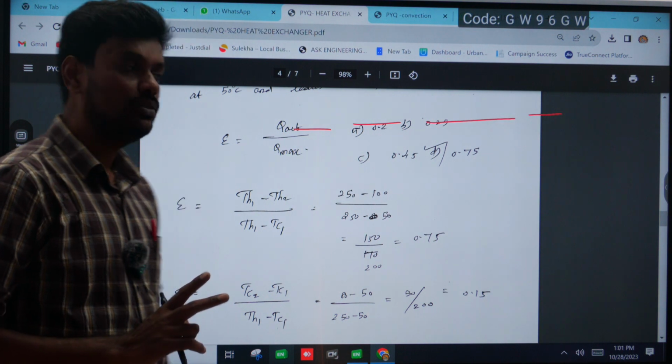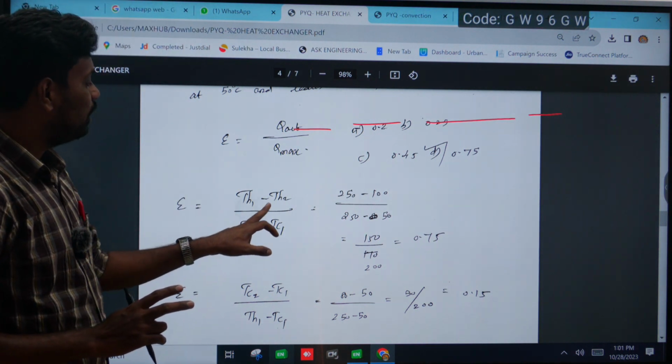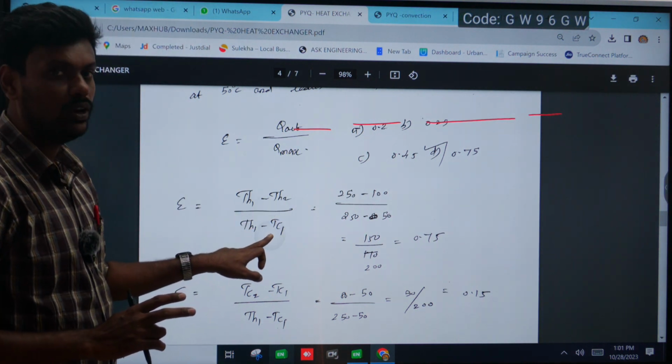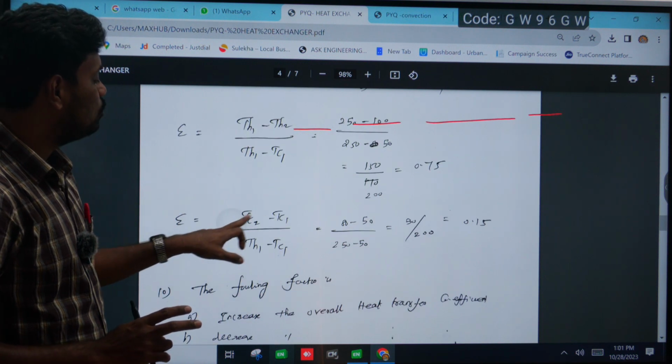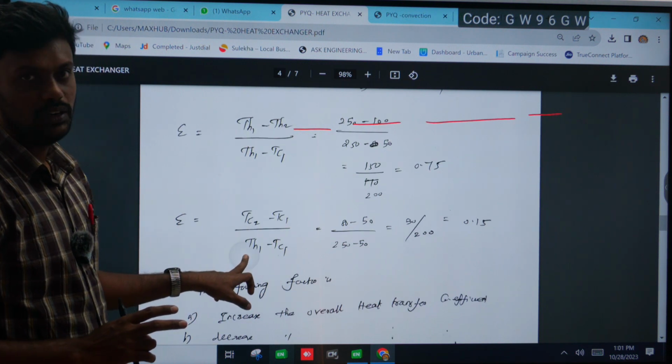What are the two formulas? First formula is (Th1 minus Th2) by (Th1 minus Tc1). Second formula is (Tc2 minus Tc1) by (Th1 minus Tc1).